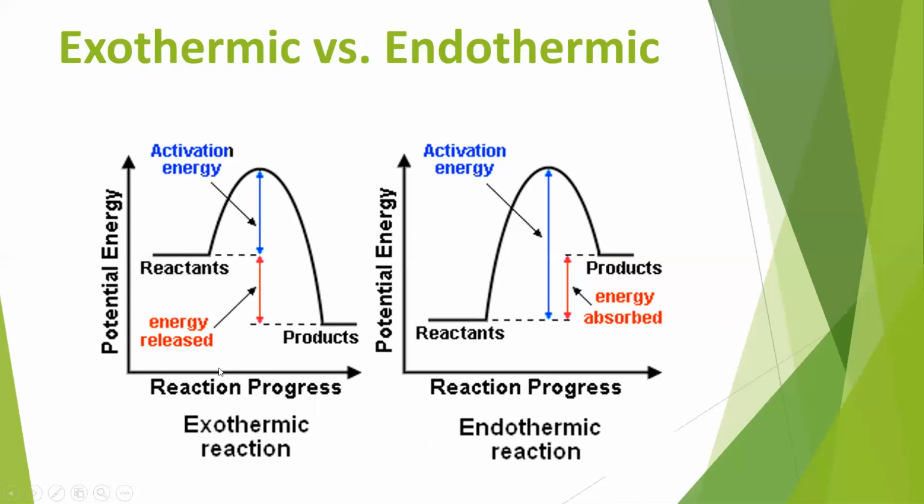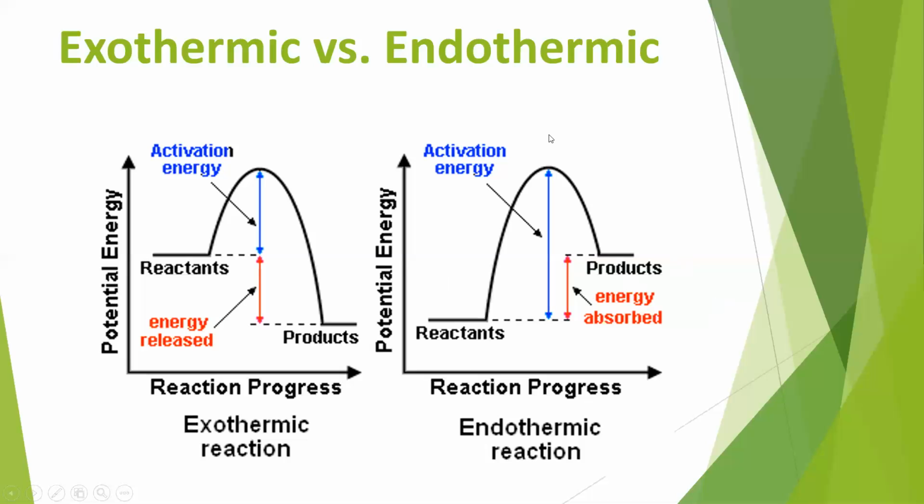And so this is an example of an exothermic graph, and the reactants could go higher, the products could go lower, they could go closer together, but as long as the product energy is less than the reactant energy, it's exothermic. And as long as the product energy is greater than the reactant energy, it's endothermic. So this could be way higher, and this could be way lower.